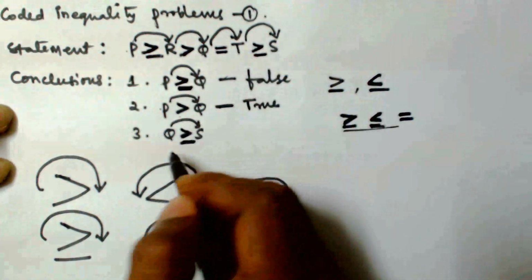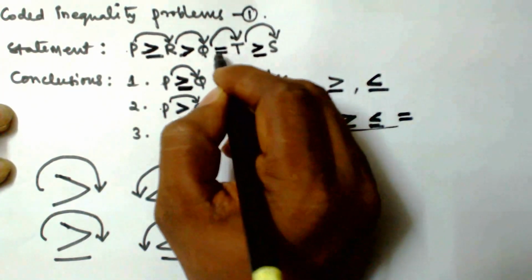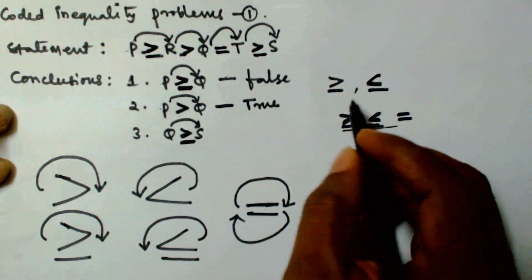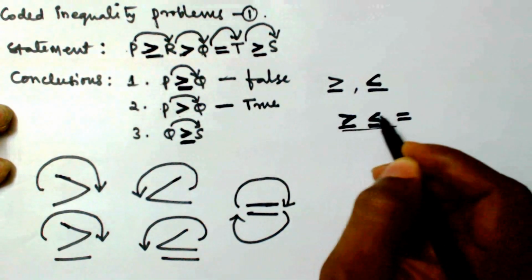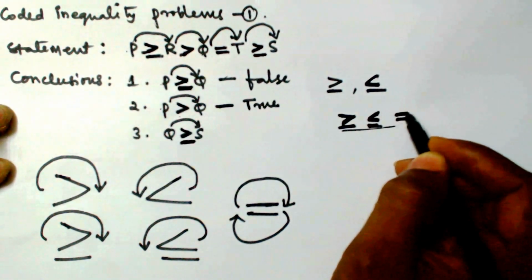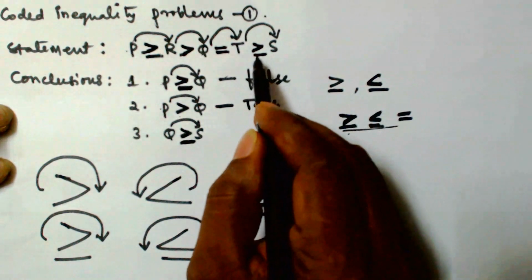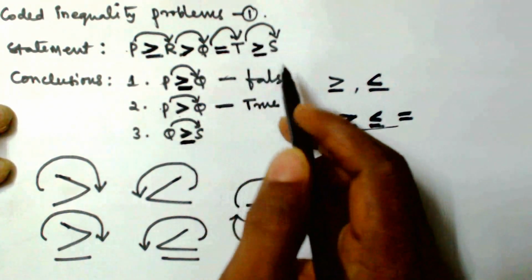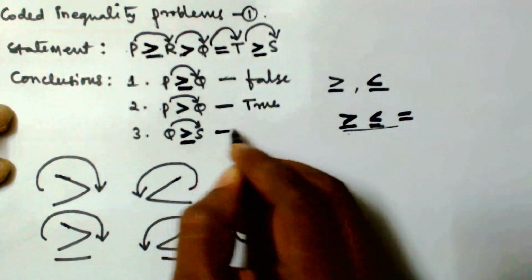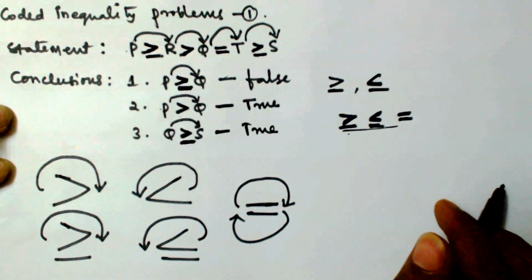Why? Because here, this is greater than or equal to, and the movements contain greater than or equal to and the equal to symbol. Whenever it is greater than or equal to or less than or equal to, the movements must contain only these three: greater than or equal to, less than or equal to, and equal to symbol. And here it is satisfied: the first movement contains equal to, and the second movement contains greater than or equal to. So that's why this is going to be true.